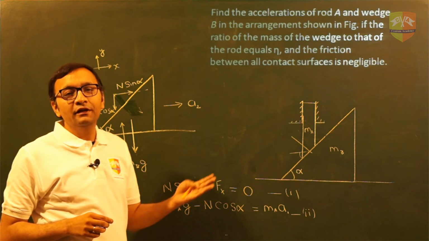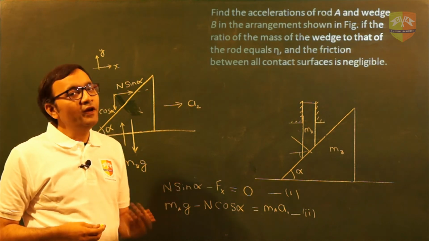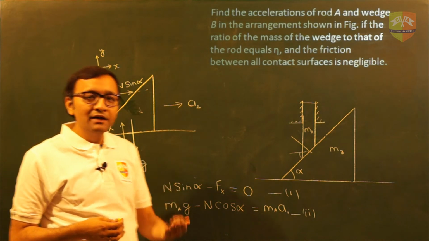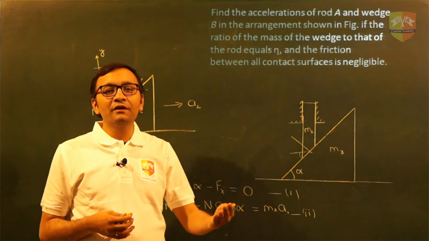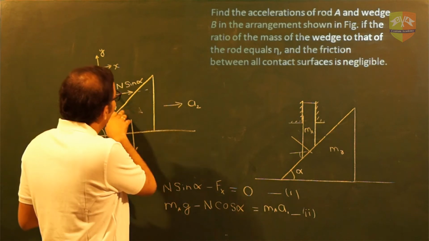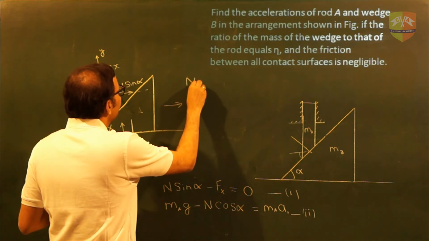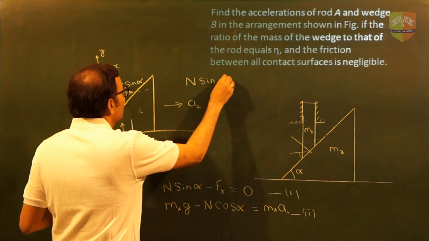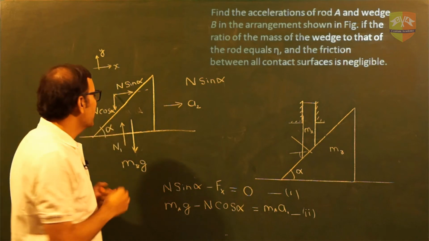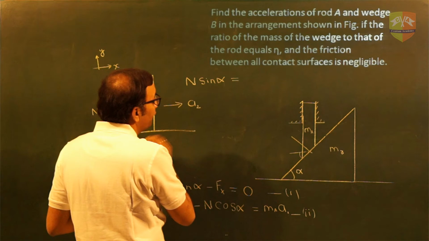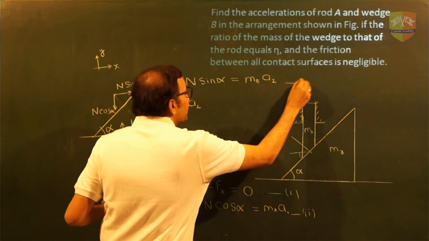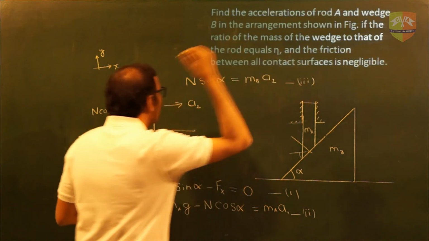Now you can see all the vectors are aligned either in x or y axis, and now we can use sum of all forces along x axis is mass times acceleration along x axis, and a similar equation along y axis also we can write. So let us try doing that. So along x axis the net force is N sine alpha. Is there any other force? No, there is no other force. So N sine alpha will be equal to mB into a2, right? Let us call this equation number 3, right?